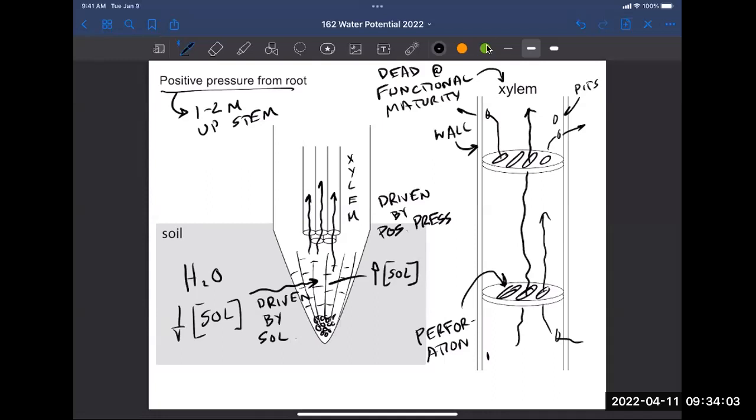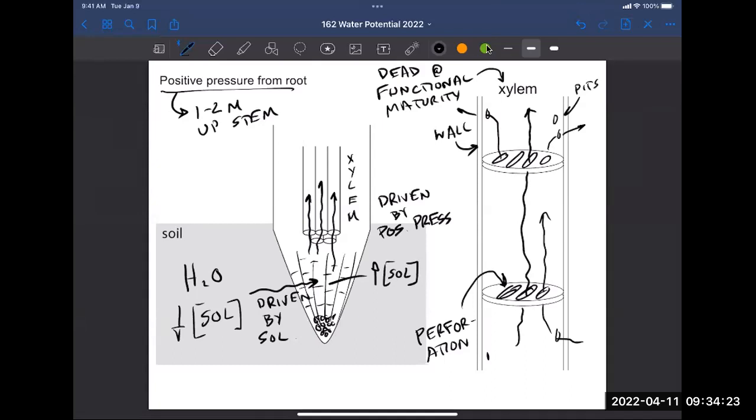You couldn't imagine a living cell that could move water. And in fact, for the other part of the vascular system, the phloem, those cells are all alive and they have to be alive. But for this, the evolutionary solution of moving water up the plant from the roots to the leaves, it's these dead cells that do it.